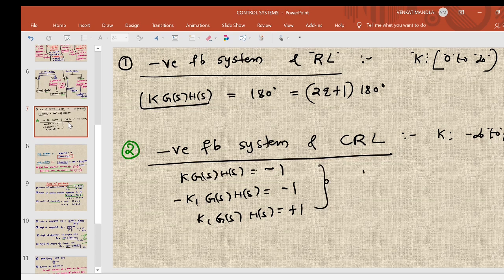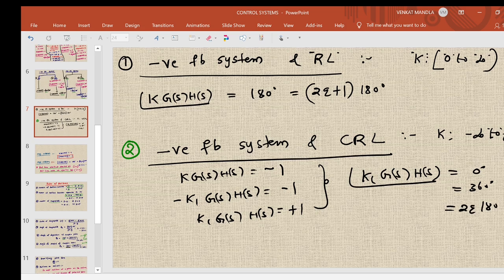From this we will get the angle criterion as 0 degrees or 360 degrees. 0 degrees, 360 degrees are even multiples of 180 degrees. So in the second case, the angle criterion is even multiples of 180 degrees. Then what happens to the rules?